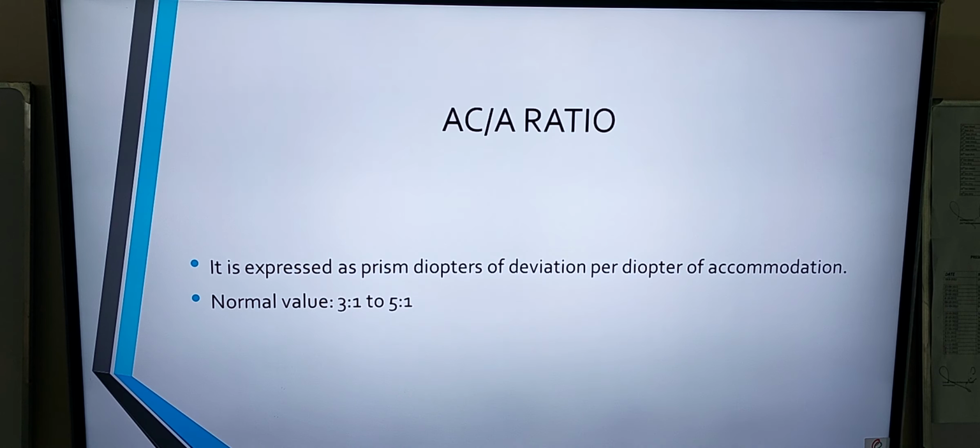Then we have the accommodative convergence to accommodation ratio. It is expressed as the prism diopters of deviation per diopter of accommodation, and the normal value for this is 3:1 to 5:1.